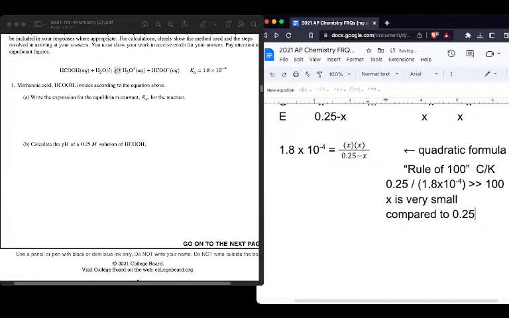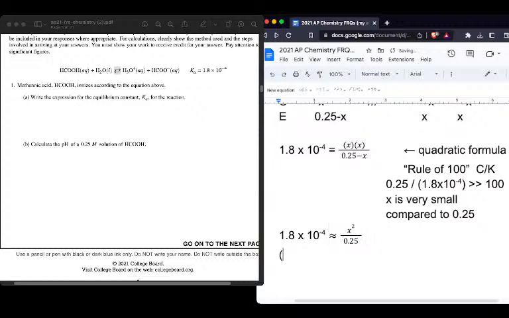The comparison I like to make is it's like a millionaire dropping $1. You're still about a millionaire. So what that means is that 1.8 times 10 to the -4 is approximately X squared over 0.25. The only thing we've actually done here is said that this minus X doesn't really matter compared to the 0.25. X times X is X squared. At this point, it's just math.